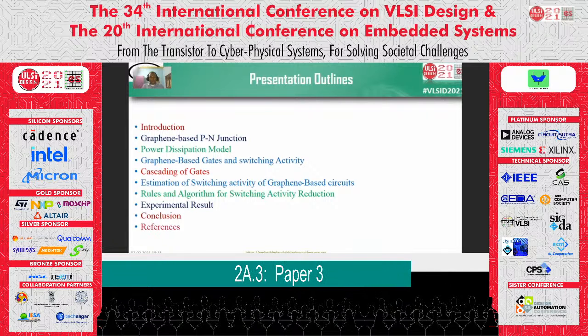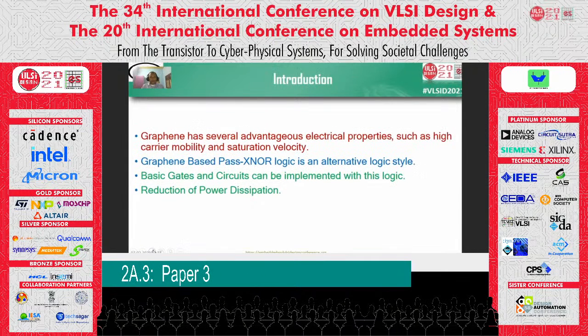Now, first the introduction. Graphene has several advantageous electrical properties such as high carrier mobility and saturation velocity. Graphene-based pass XNOR logic is an alternative logic style. In the subsequent slides, we will discuss this. Basic gates as well as circuits can be implemented with this type of logic.